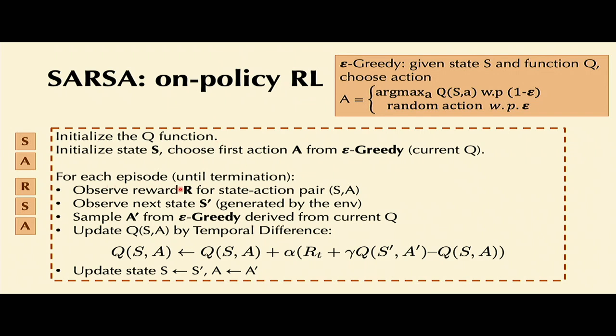We start in a state S. We take an action from epsilon greedy. We get a reward. Then we observe the next state. And in this next state, we ask our policy what action it would take, and we use this action to compute the update. So the Q function gets updated by the usual TD learning update, which estimates the discounted value of the current state minus what we thought it was.